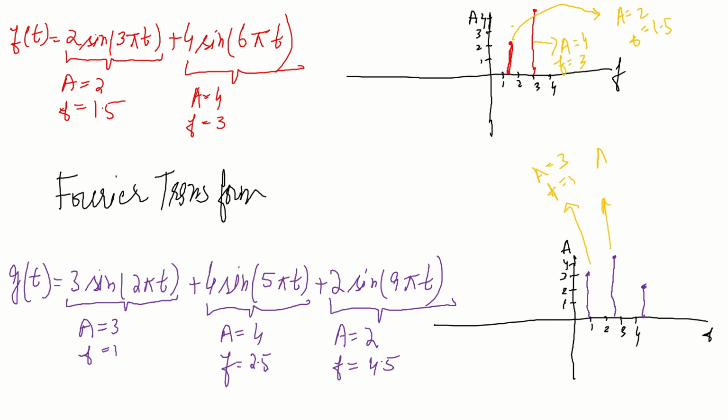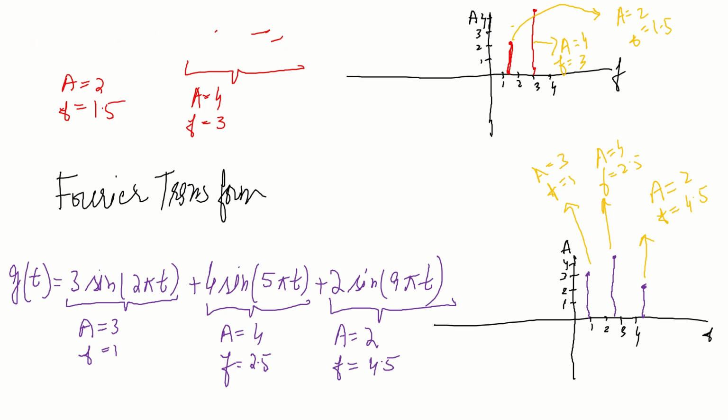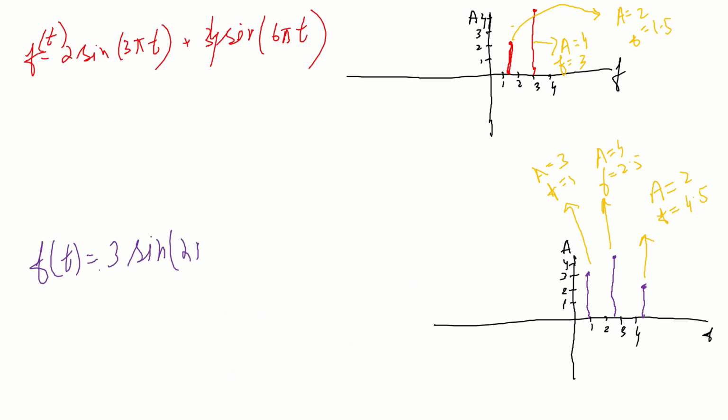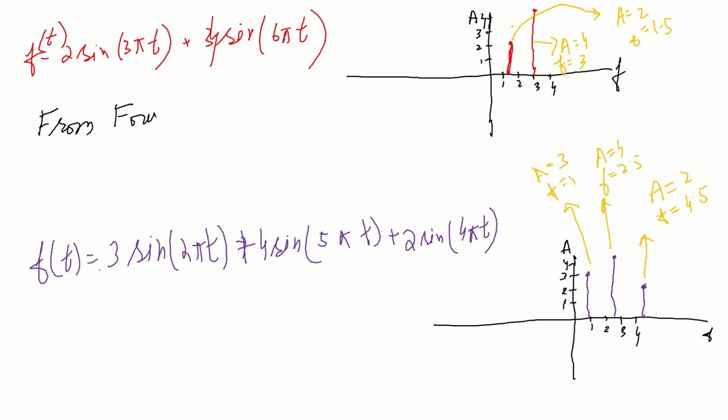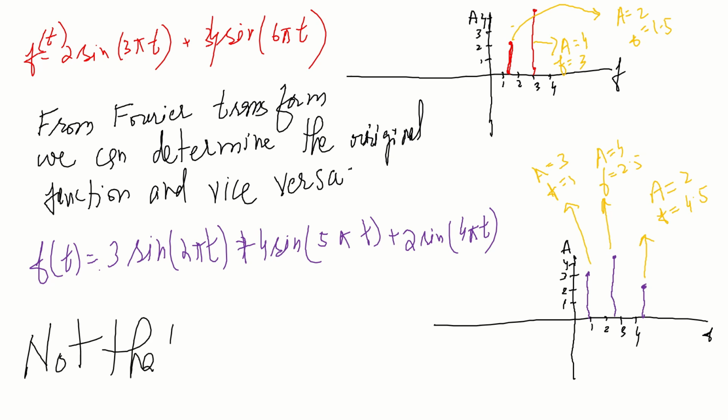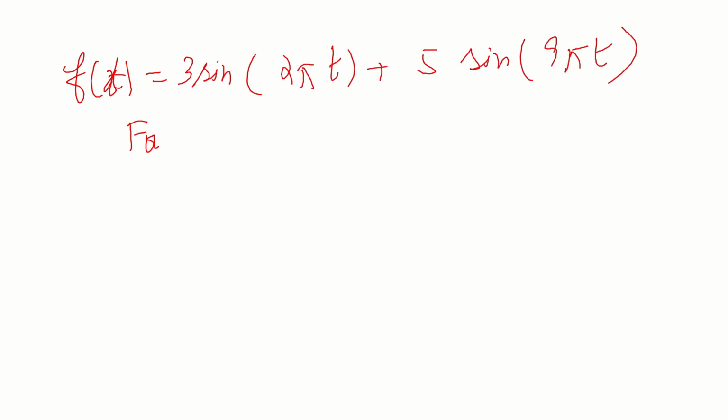The first graph represents the Fourier transform of the function f, and the second graph represents the Fourier transform of the function g. From the Fourier transform, we can reconstruct the original functions, and likewise we can obtain the Fourier transform from the original functions. This is the basic idea, but Fourier transform is not that simple. For the function which is explicitly the sum of the sine waves, finding the Fourier transform is straightforward.